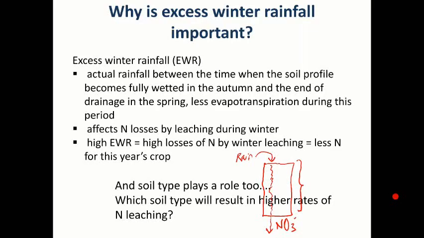So soil type plays a role too. Some soil types you're going to have higher rates of N leaching than others. I guess you can guess which ones, right? Tend to be our sandier, lighter soils that don't hold so much water in the profile. They'll fill up faster and then start draining out the bottom.